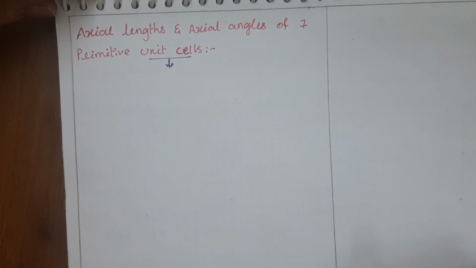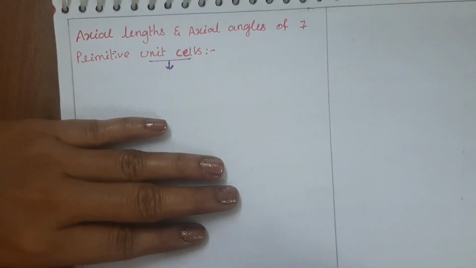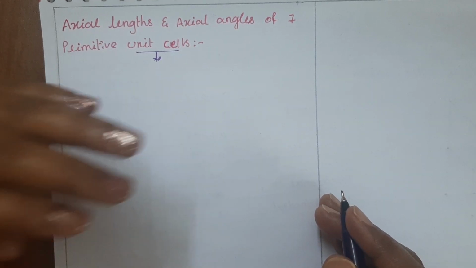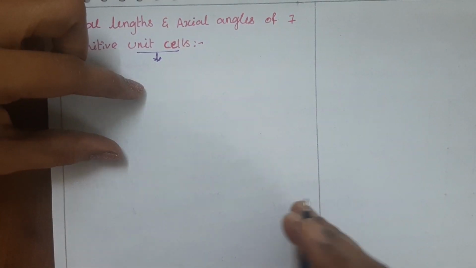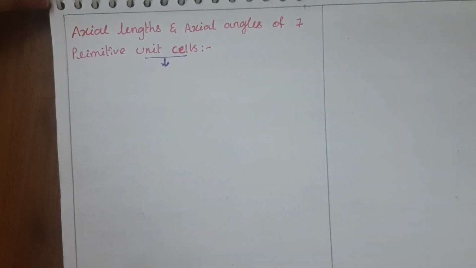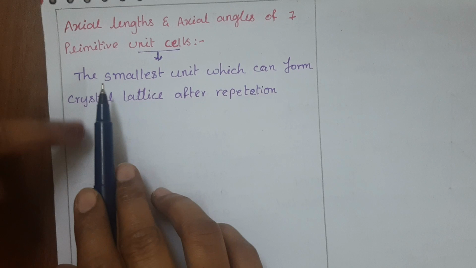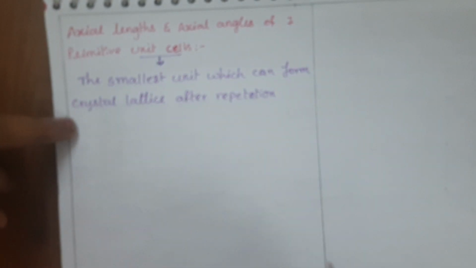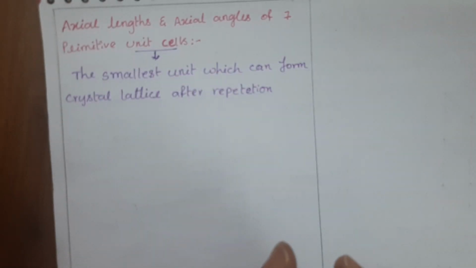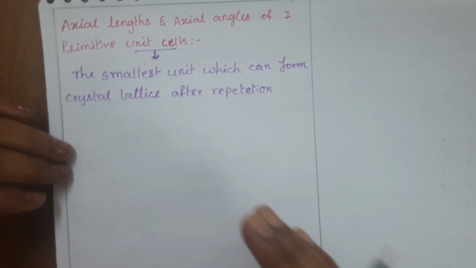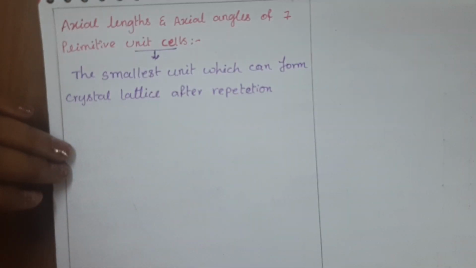First, let us see what is meant by unit cell. A unit cell is nothing but the smallest unit which can form a crystal lattice after repetition. That means if we repeat these small units, we can form a crystal lattice. That small unit is called a unit cell.